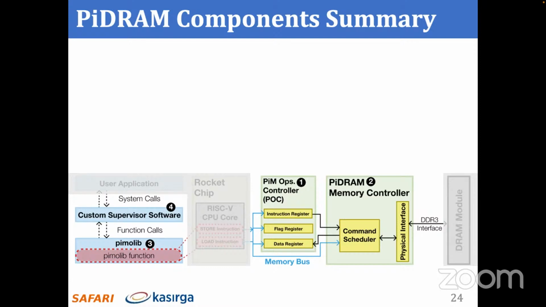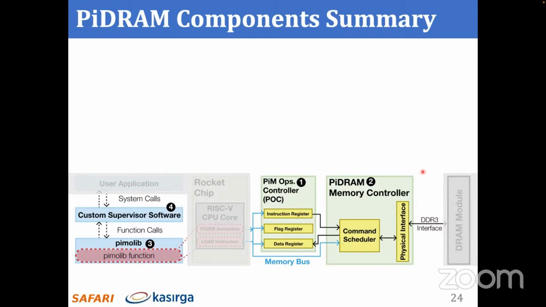So in this figure, for example, can we think of this PIM operations controller as an accelerator module, let's say, and the Rocket chip and RISC-V parts, let's say we replace them with some other cores that are already implemented in some FPGAs, like some ARM cores, for example? Exactly. So it also works that way, right?